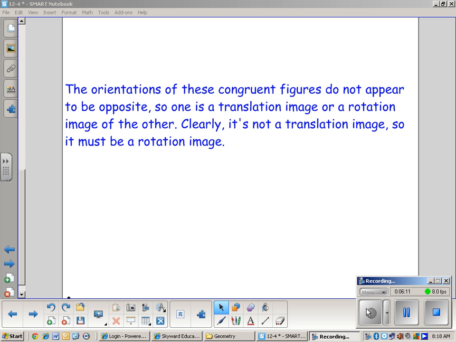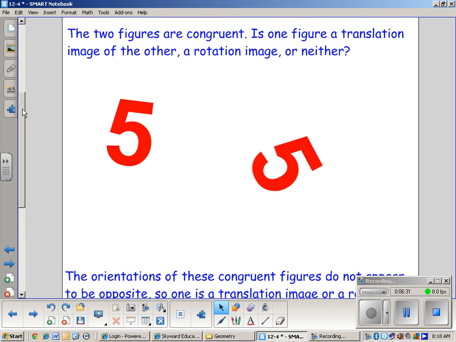The orientations of these congruent figures do not appear to be opposite. So one is a translation image or a rotation image of the other. Clearly it's not a translation image, so it must be a rotation image. And this goes right back to this original statement up here.